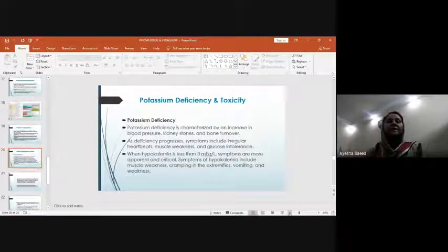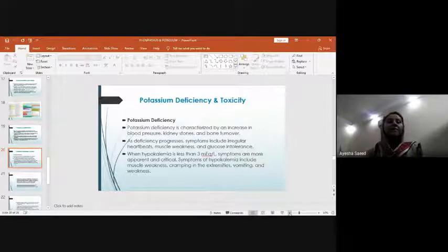In case there is a deficiency in the diet, potassium deficiency is characterized by an increase in blood pressure, formation of kidney stones, and bone turnover. Bone turnover means that calcium and phosphorus from the bones will be lost. As deficiency progresses, symptoms include irregular heartbeats, muscle weakness, and glucose intolerance. All these deficiencies are going to occur because of its function in nerve transmission and muscle contraction.